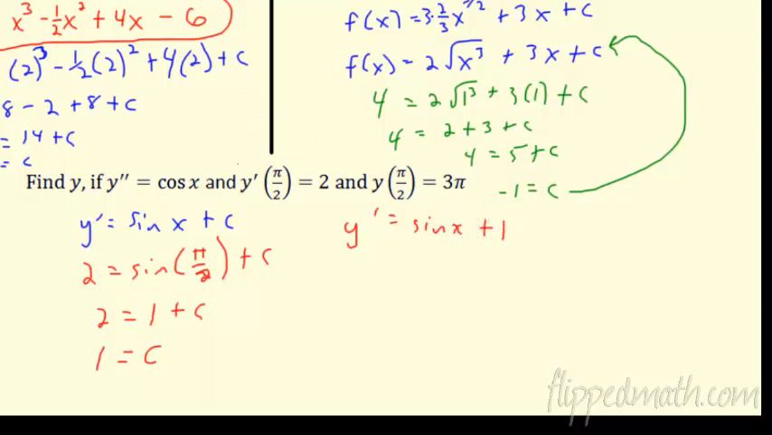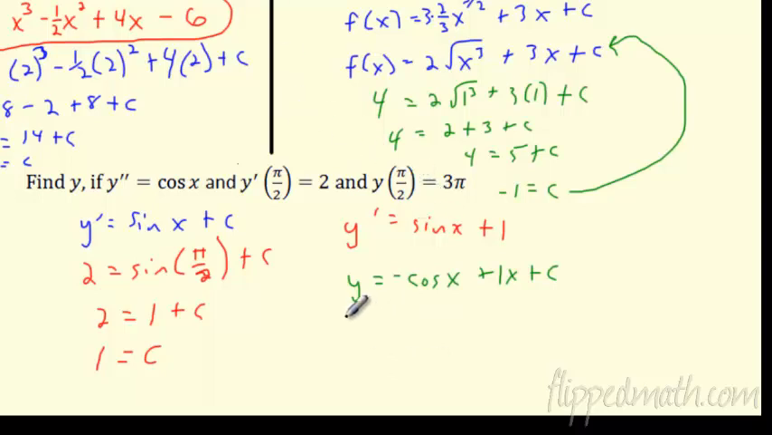Very nice. Now I'm going to bump him up and say, great, what is my y? So basically I'm giving you the second derivative. I need to get all the way back to my function. So what gives me the sine? Well, it's that negative cosine x. So it just keeps rotating back and forth. Plus 1x plus some number c. Now let's do a little plug and chug here. I'm going to plug in pi over 2 again.